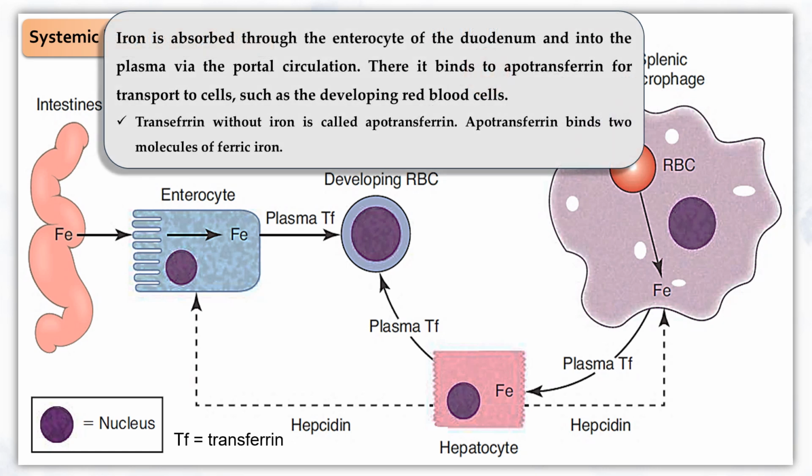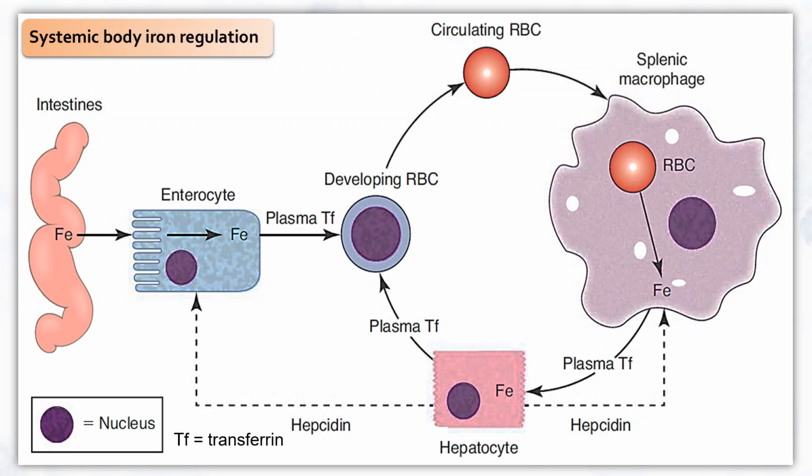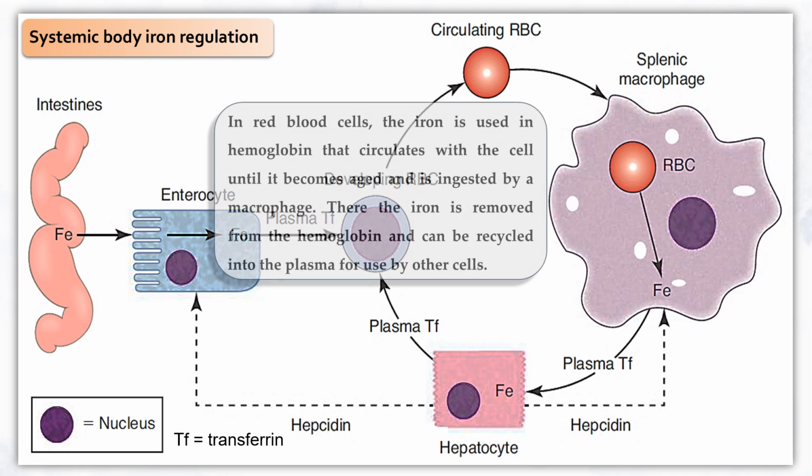Iron is absorbed through the enterocyte of the duodenum and into the plasma via the portal circulation. There it binds to apotransferrin for transport to cells, such as the developing red blood cells. In red blood cells, the iron is used in hemoglobin that circulates with the cell until it becomes aged and is ingested by a macrophage. There the iron is removed from the hemoglobin and can be recycled into the plasma for use by other cells.